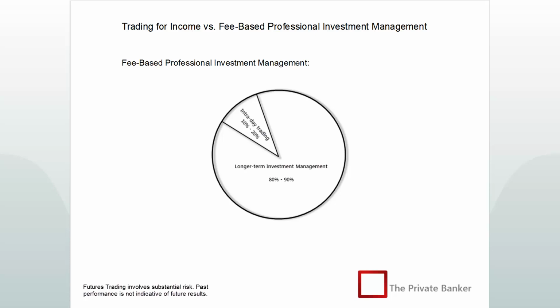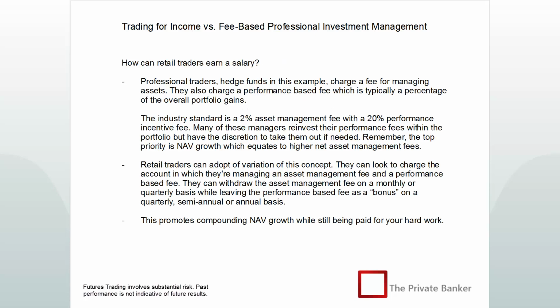So how can retail traders earn a salary? Well, first of all, professional traders, hedge funds in this example, charge a fee for managing assets. They also charge a performance-based fee, which is typically a percentage of the overall portfolio's gains. The industry standard is an asset management fee of 2%, with a 20% performance incentive fee. Many of these managers reinvest those performance fees within the portfolio, but of course they have the discretion to take that out if they want to.